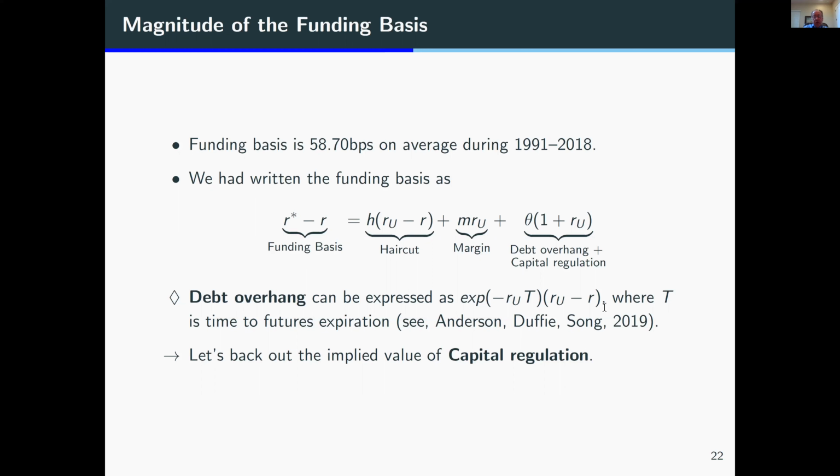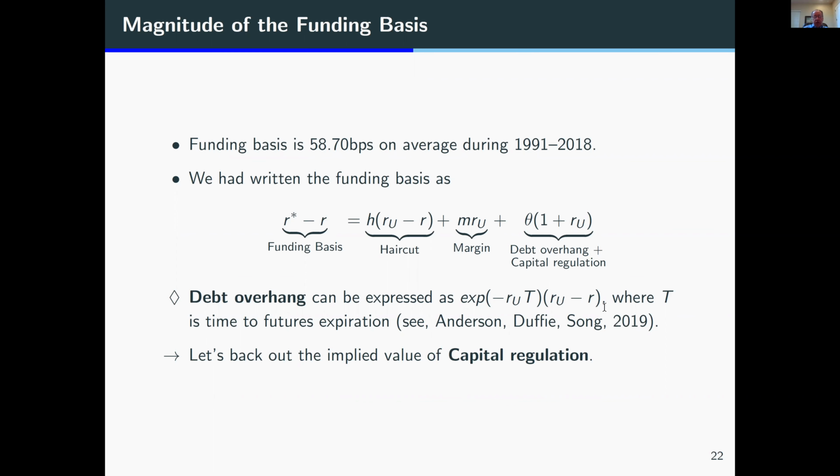But what we do is we use this recent paper by Anderson, Duffie, and Song, where they provide a simple model of what the debt overhang costs are. What is the impact on existing shareholders of putting stuff on balance sheet? So what I do is I decompose that third component into the part that's debt overhang, and then that lets us back out as a residual the implied value of capital regulation.